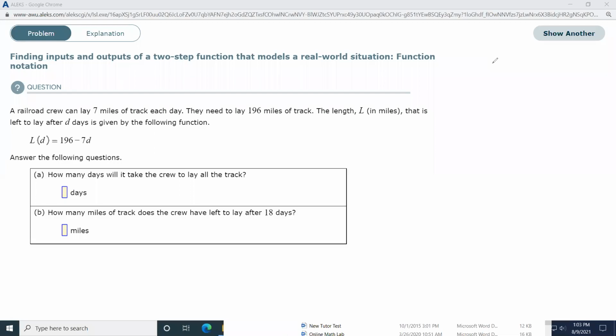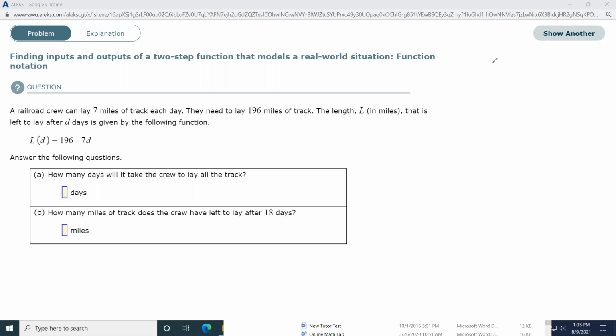Okay, so on this one, you got a fun little word problem. A railroad crew can lay 7 miles of track each day. They need to lay 196 miles of track. The length, L in miles, that is left to lay after D days is given by the following function.